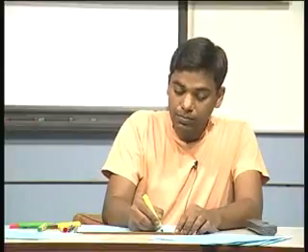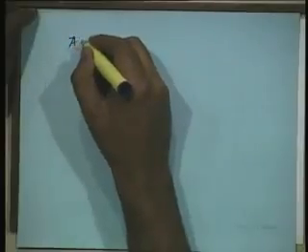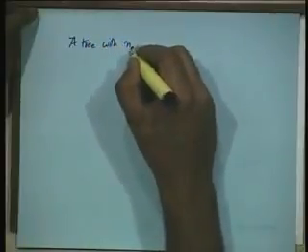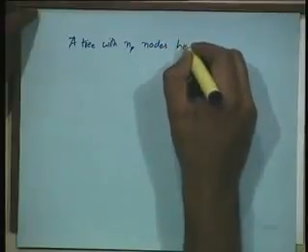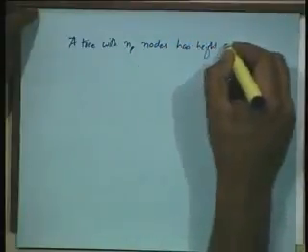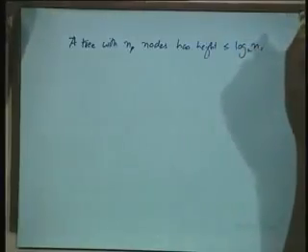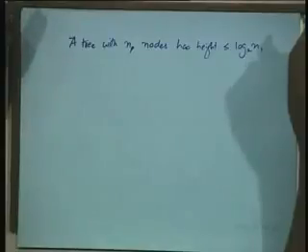No, not that the height is minimum. A tree with n1 nodes, let us say, has height less than or equal to log of n1. The worst case will come when at each level there are just 2 children. Suppose I have to prove this claim: a tree with n1 nodes, so at any point if I have a tree with n1 nodes in it, it has height at most log of n1.